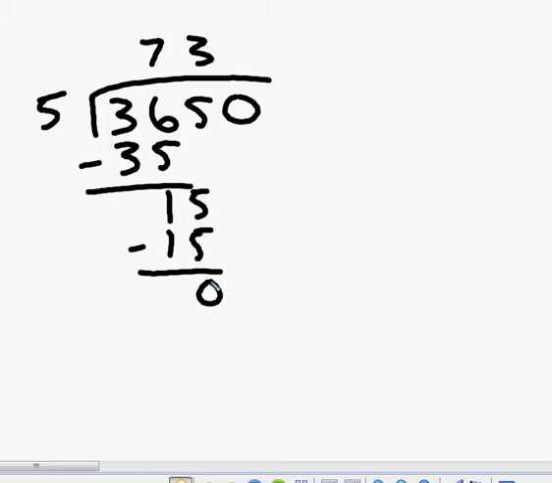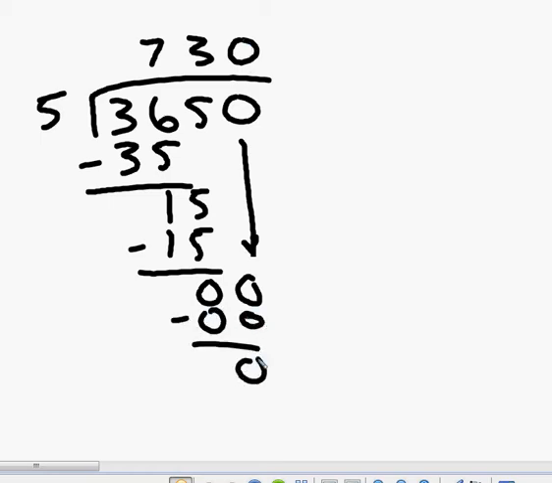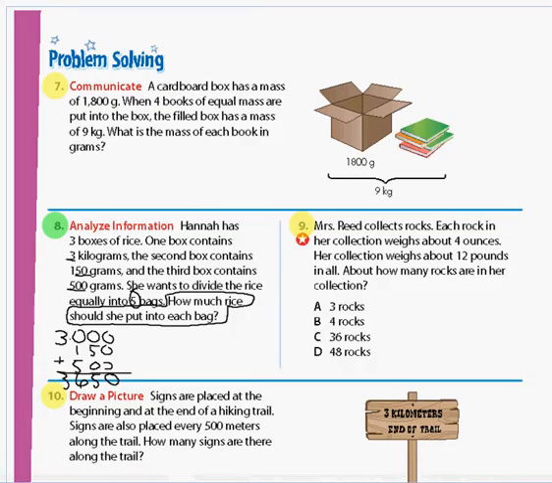I bring down my 0. 5 goes into 0, 0 times. And 0 times 5 is 0. So the remainder is 0. So that's 730 grams in each bag. So that'd be 730 grams. Box that in.